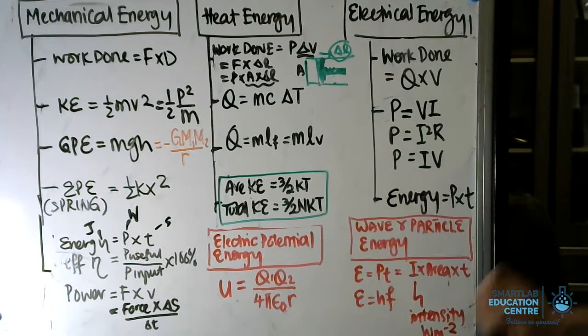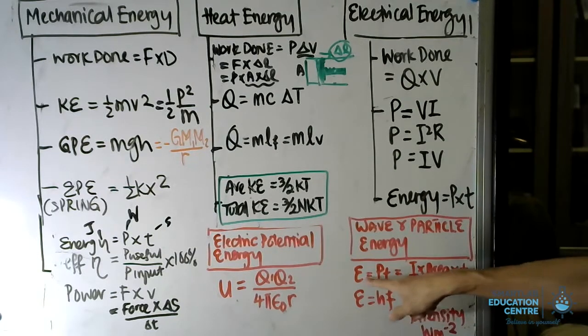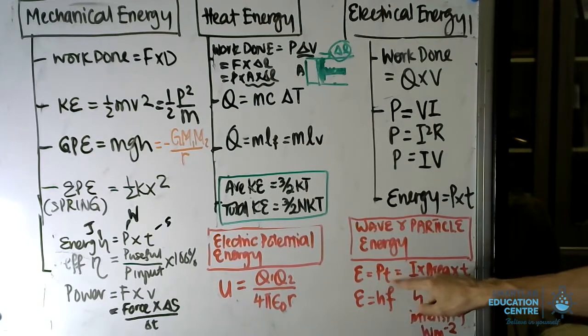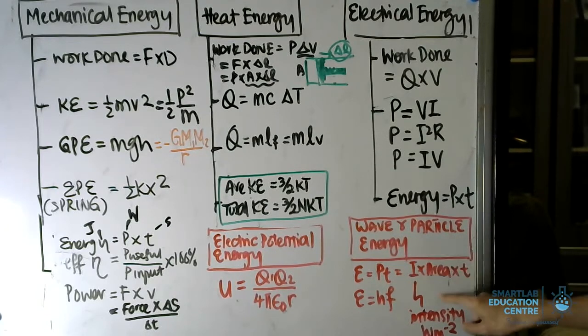Finally, wave and particle energy. This is something that you will learn when you get on to the topic wave and particle. So in this case, energy is equal to power multiplied by time. Power is in watt, t is in second. But do note that power can be equal to I times A, I times area. I is actually the intensity. That is the amount of energy that could be transferred per unit area. So the unit for intensity is watt per meter squared, while the unit for your area is meter squared.